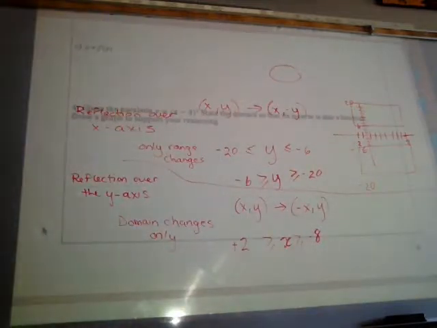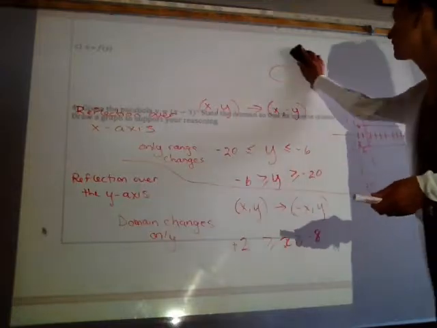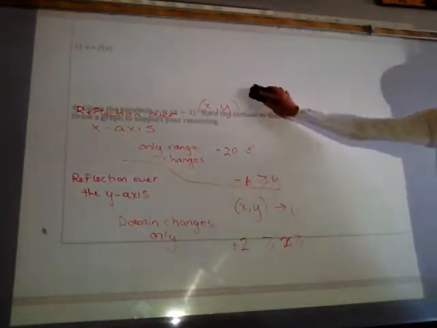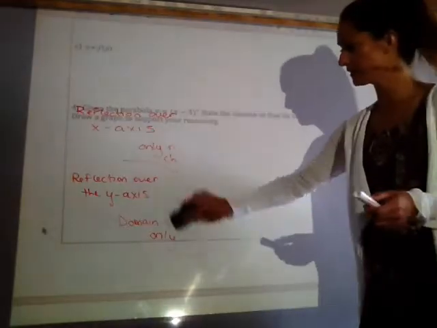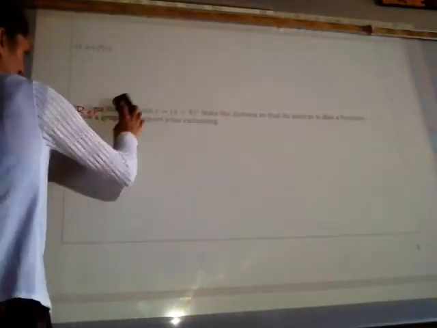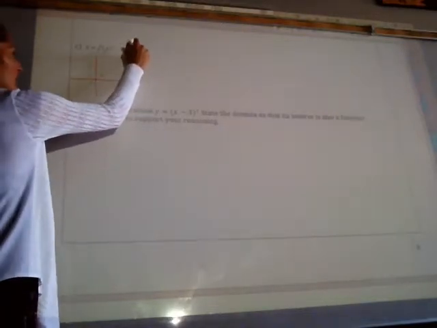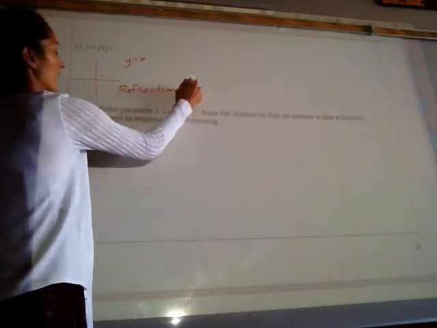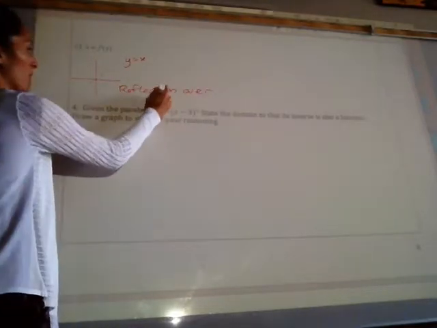Okay, part C, x equals f of y. What does that stand for? Inverse. Where does it reflect over? Y equals x. So if you want to just remind yourself, it's a reflection over the line y equals x. Okay, you could draw a little picture.